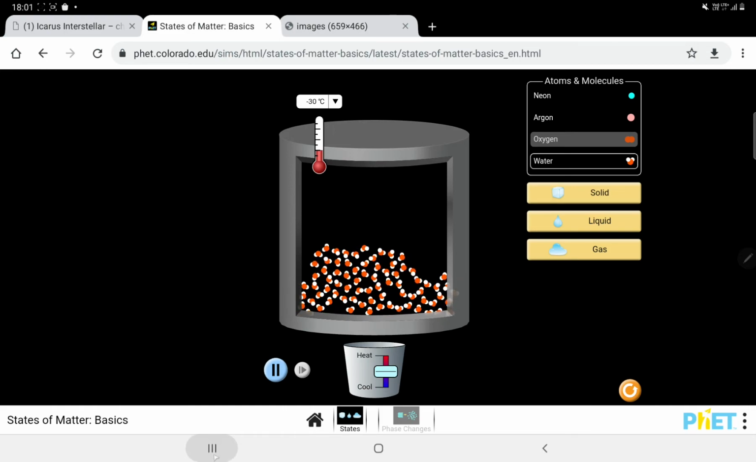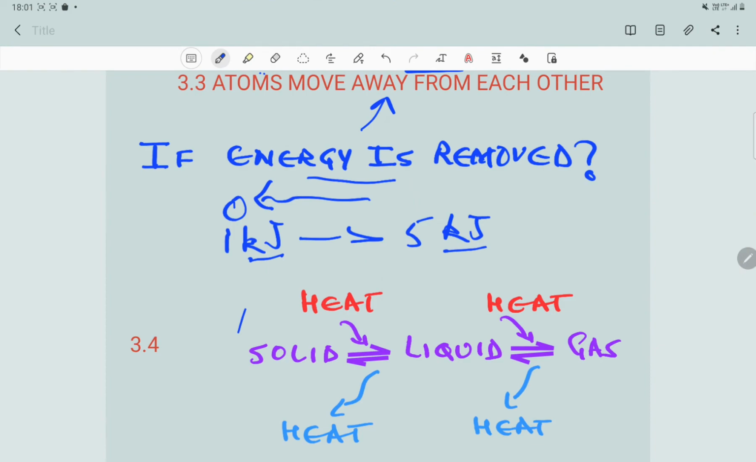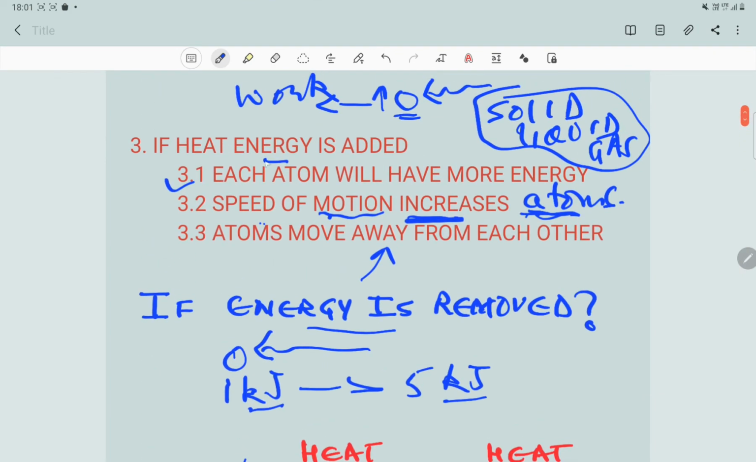So I hope we have learned in this video the second point that we intended to learn: when you add heat energy to any state of matter, which is to say solid, liquid or gas, the speed of the atoms that make it up increases. When you remove heat energy, the speed of the atoms that make up any state of matter decreases.